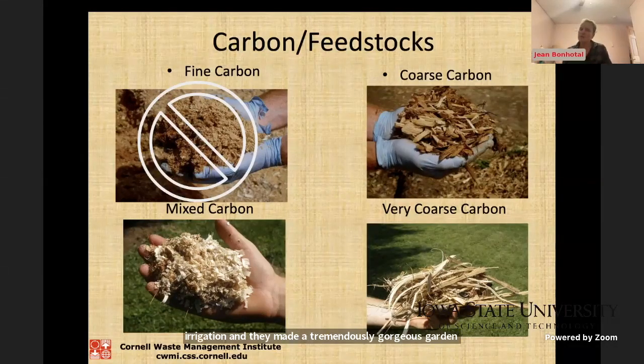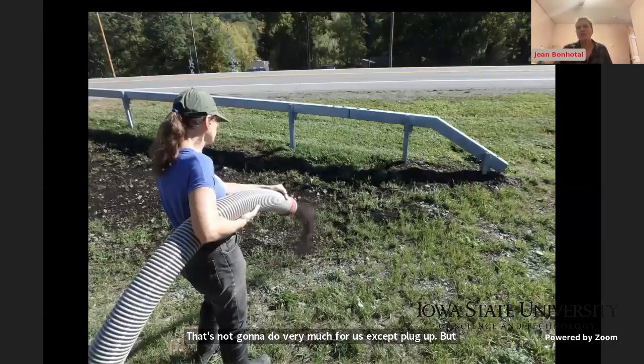We can also use wood chips and smaller stuff. We don't want to use really sawdust. That's not going to do very much for us, except plug up. But these will filter the water that's going in.